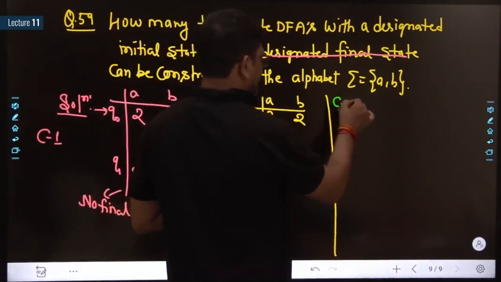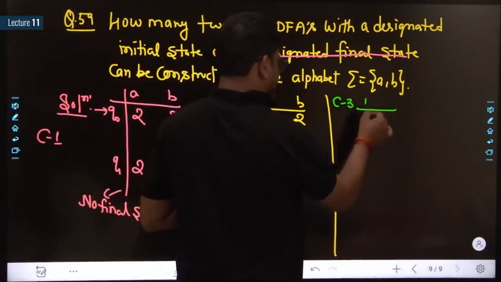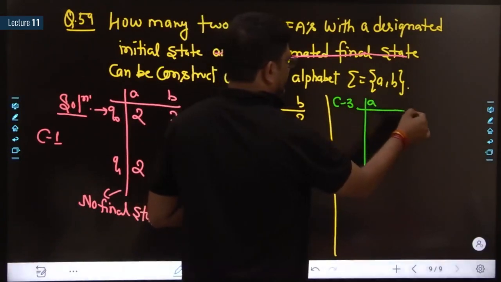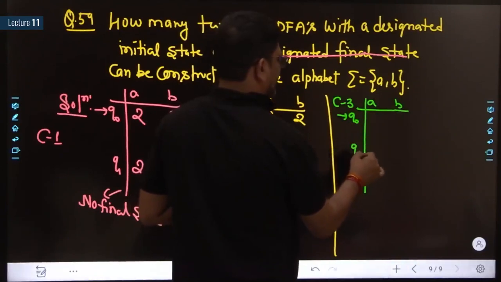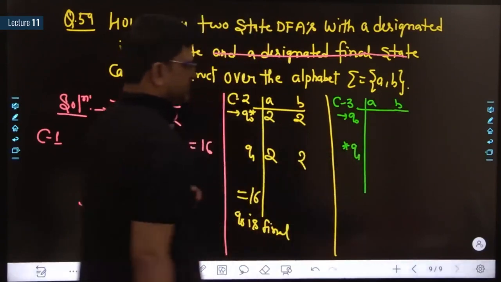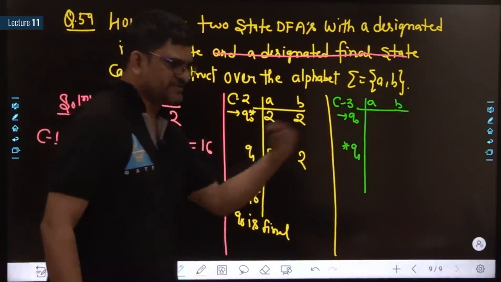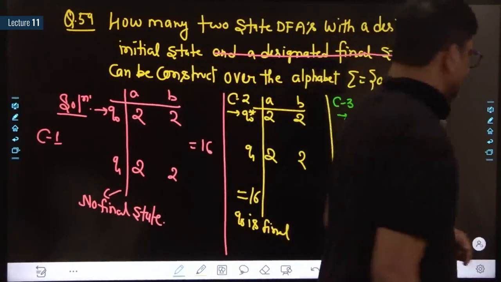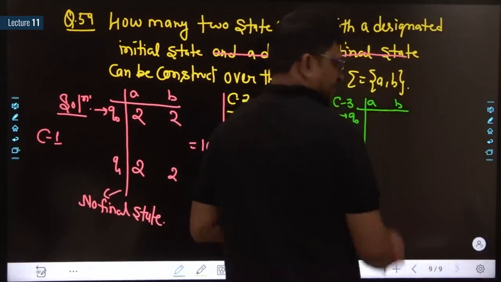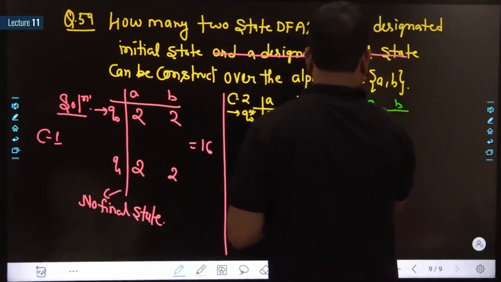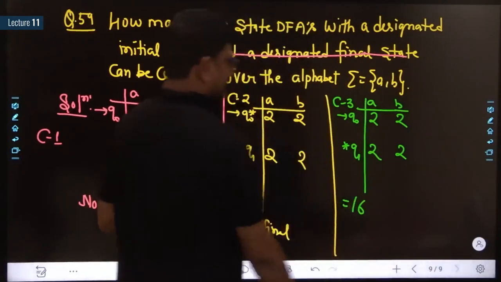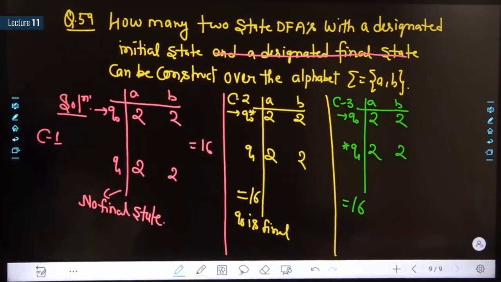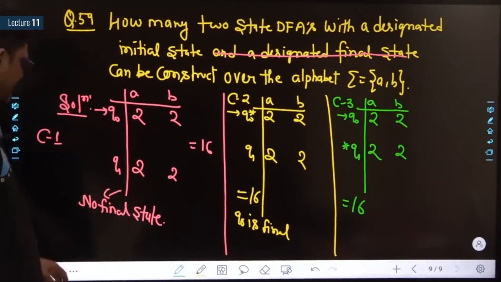Next case. Case number 3. Q1 is the final state. Initial is fixed, but final is not fixed, so we can also make Q1 final. This is 2, this is 2, this is 2, this is 2. Then this is also 16. Clear?